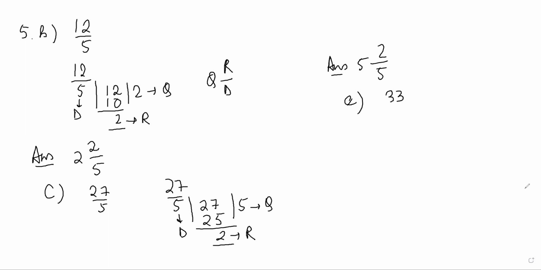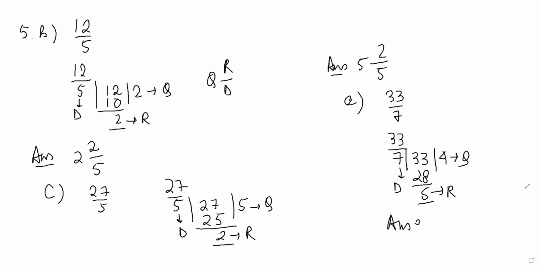So 33 by 7. Here we are doing 33 by 7. 428 5. Again write Q R D. Okay, put it in the formula. Q R. Okay, up to this, please write it very fast so that we can go to the next sum.